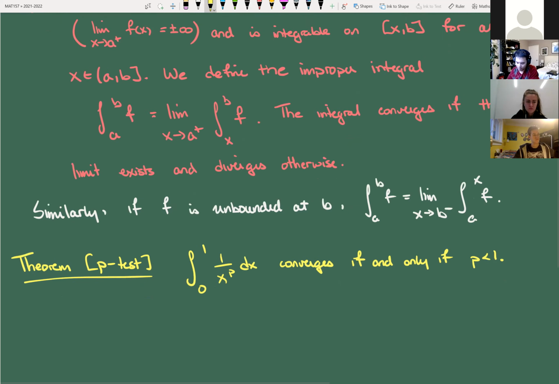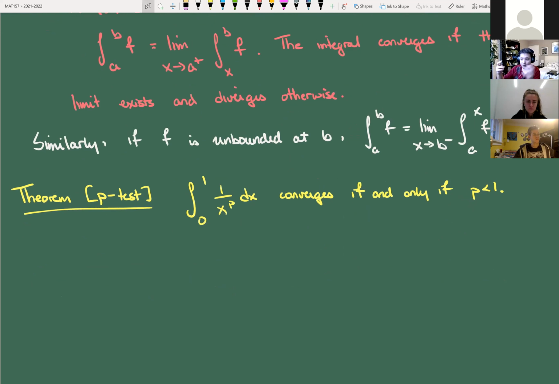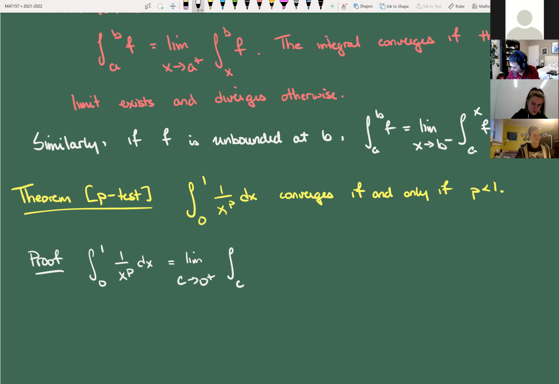Okay. And the proof is almost the same way, but this is our example of doing one of these improper integrals. So let's just give it a shot. We're going to prove it in exactly the same way. We're just going to integrate. So the integral from 0 to 1 is going to be the limit. We need a new variable, c. Let's do c.